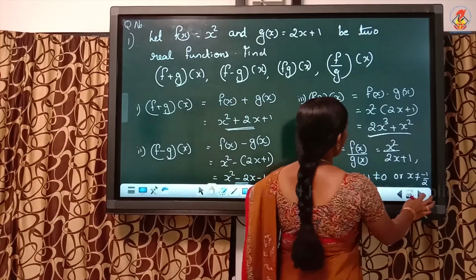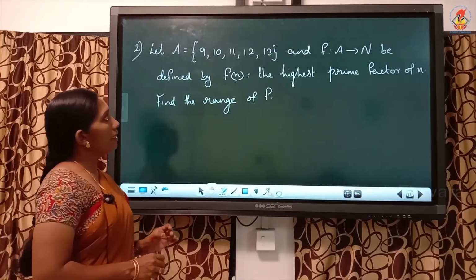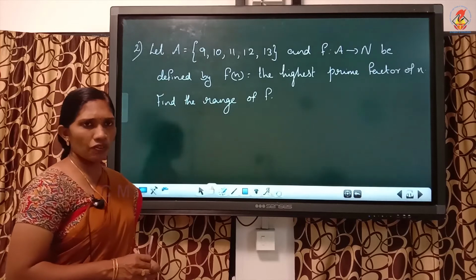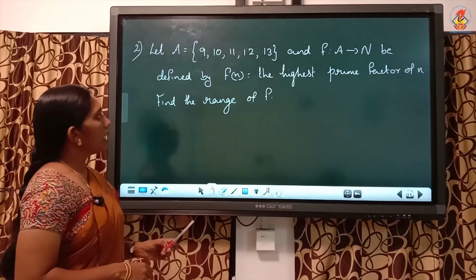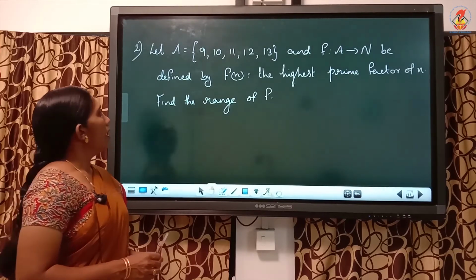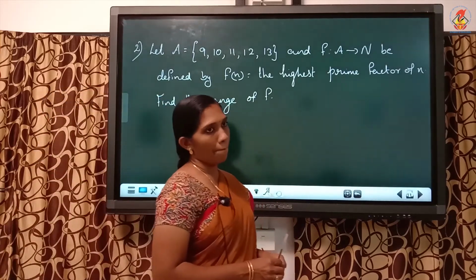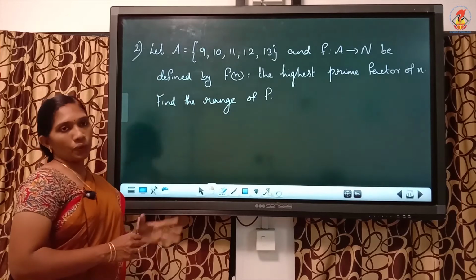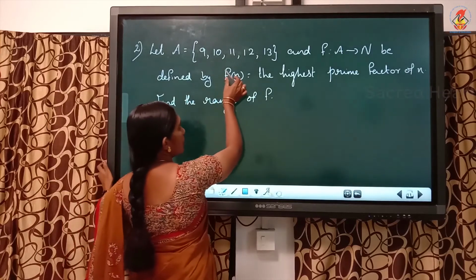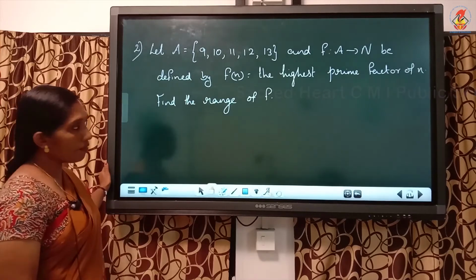Now the next question. Let A be the set 9, 10, 11, 12, 13 and f is a function from A to N. N means the set of natural numbers. Let f be defined by f of n, the highest prime factor of n. Find the range of f. So f is from A to N, so the domain must be equal to A. We have to find the range of f. So you have to take n as 9, 10, 11, 12 and 13 and find the corresponding value.